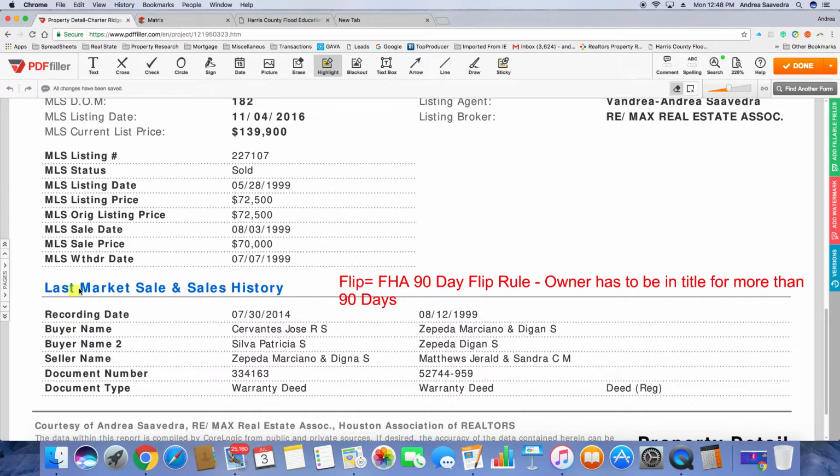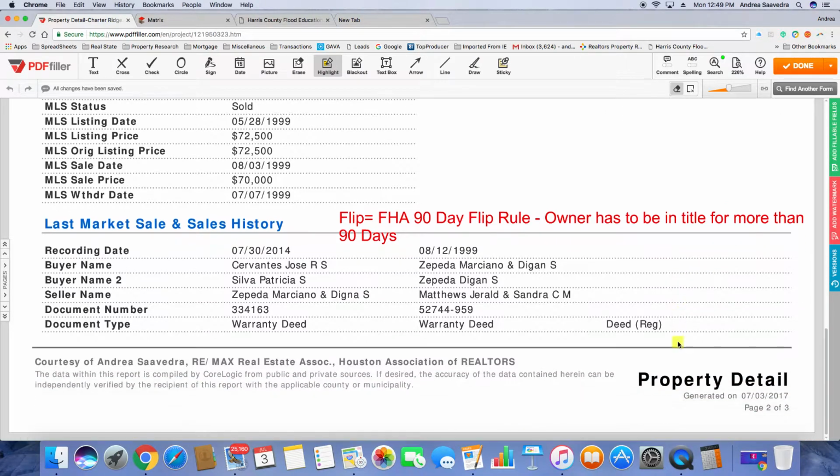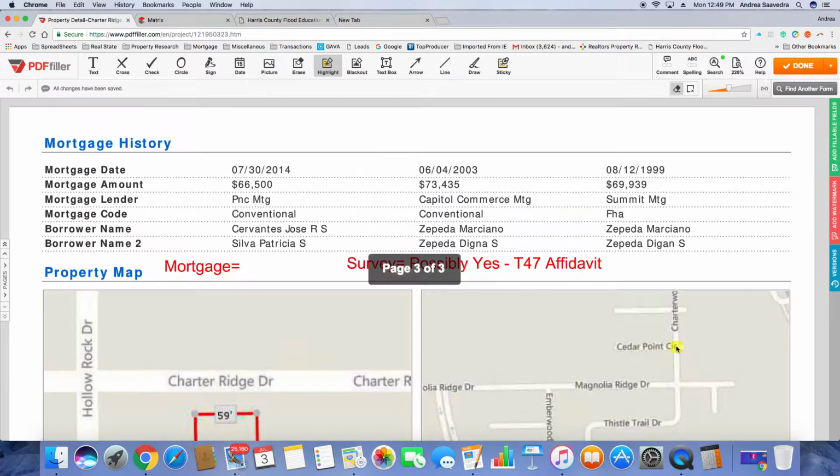So in this case, these people purchased the property back on July 30th, 2014, which means it's more than 90 days that they have been entitled. Therefore, it does not affect my buyer that I have with an FHA loan, okay? And then the next thing you want to take a look at on the form is the mortgage history. If I'm representing a buyer, this is going to help me negotiate better for him, because it gives me an idea as to how much money the owner of this property owes on this house, okay?